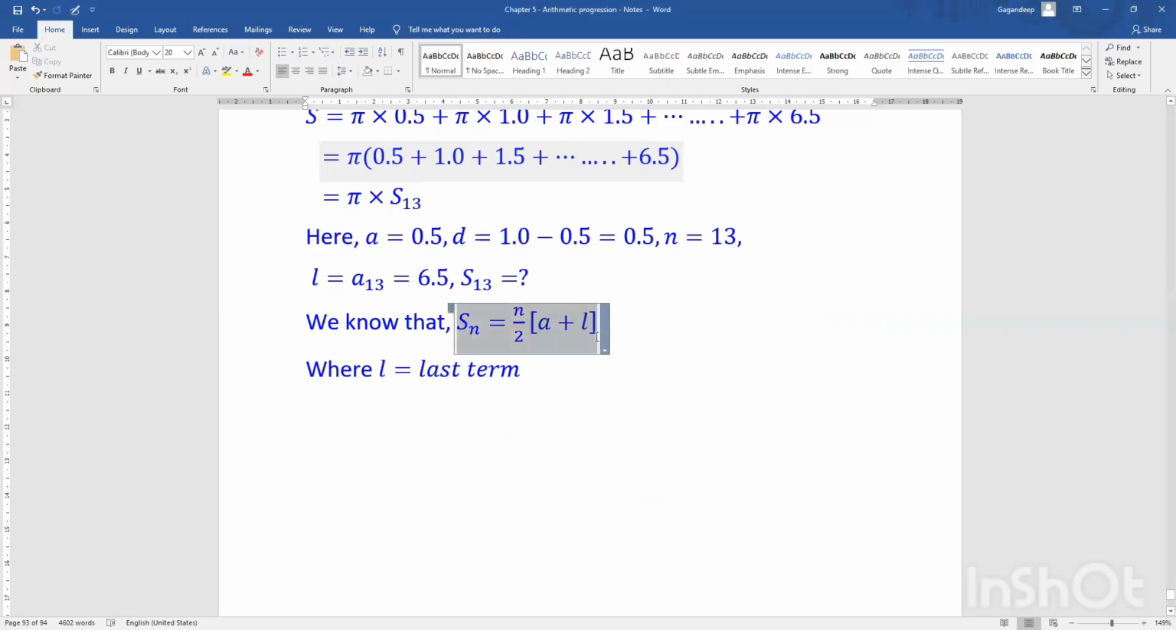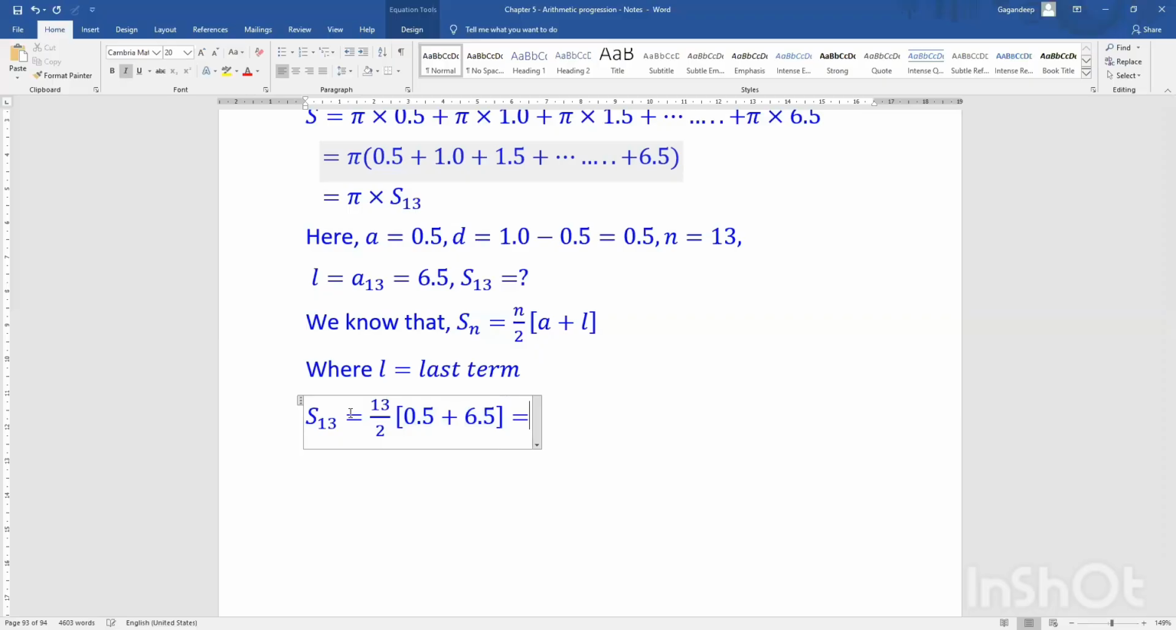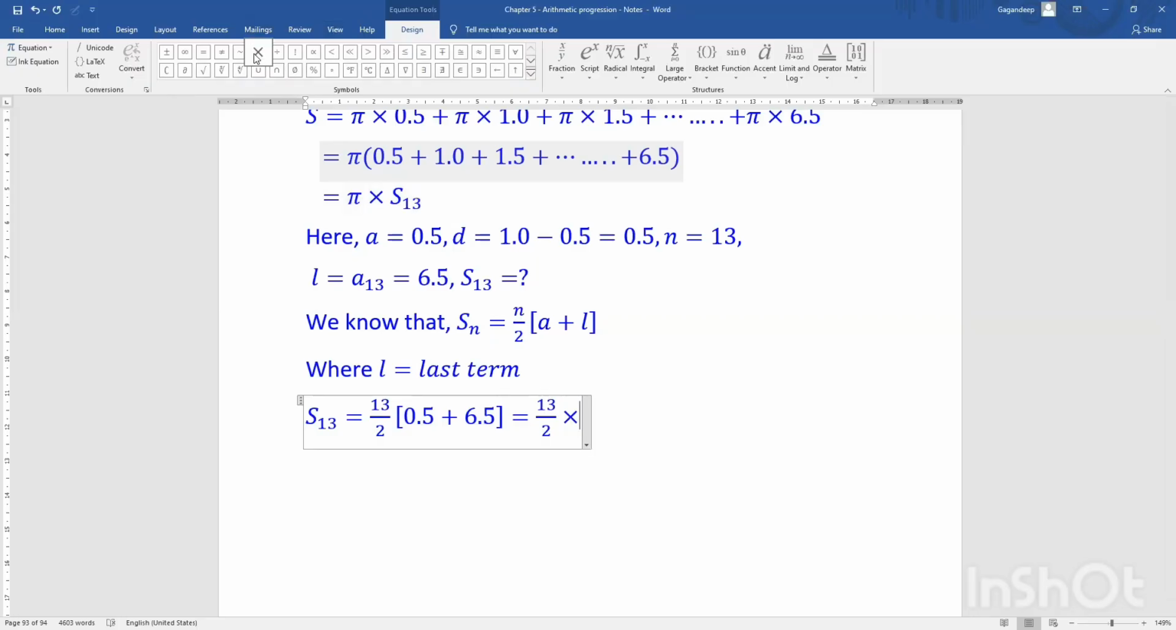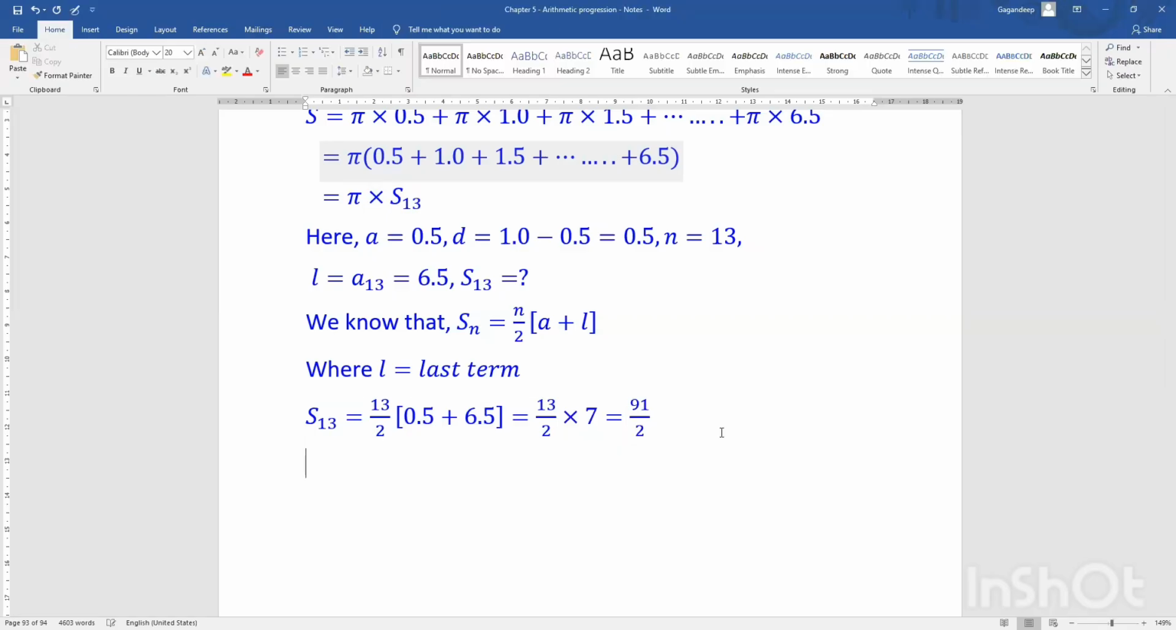S13 is nothing but, put n equals 13 here, and here also 13 by 2 into A value is 0.5, the last term is 6.5, which is nothing but 13 by 2 into 7, which is nothing but 7 times 13 is 91, correct? So that is 91 by 2. So S13 is 91 by 2.